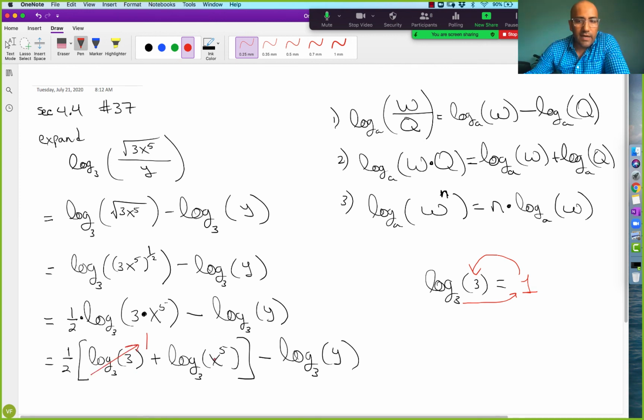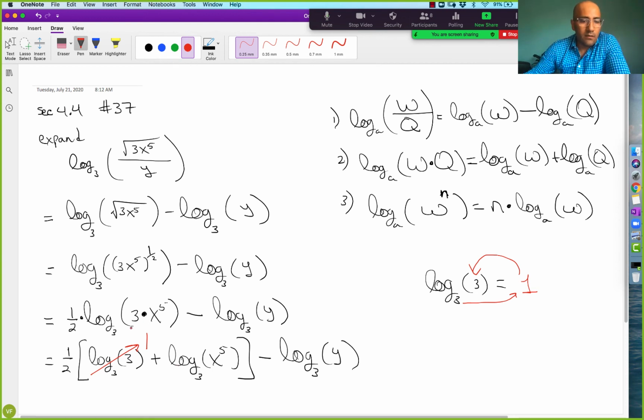And now this guy, well, we can use this rule one more time. We can move the exponent out in front. We could not do it here. Notice that we cannot do it here because this 5 only applies to the x. It does not apply to the 3, so we can't move the 5 out in front. But here, now we've written it down, so we've gotten to a point where we have an exponential number in here, so we can move the power out in front.